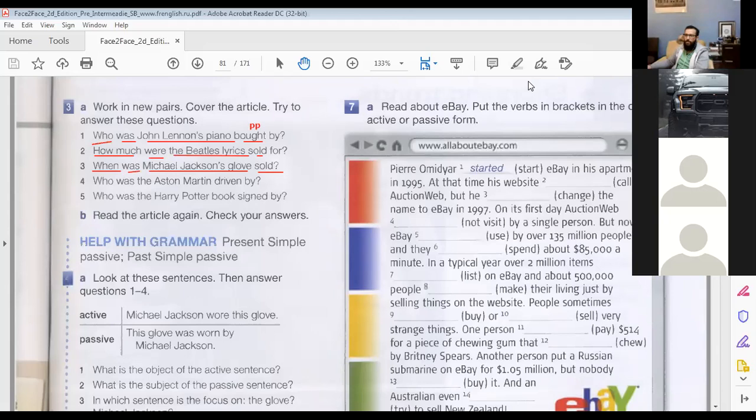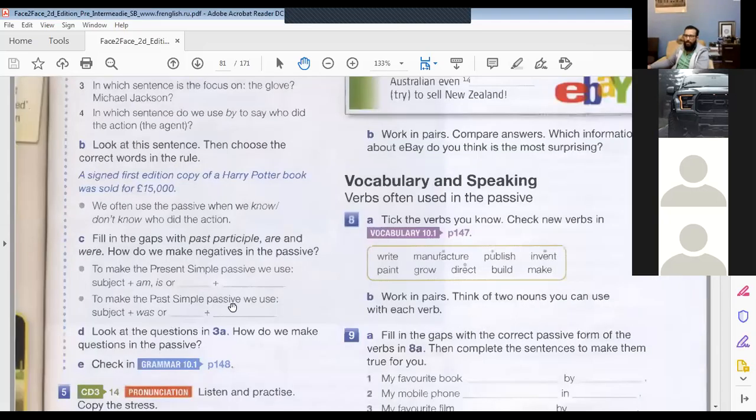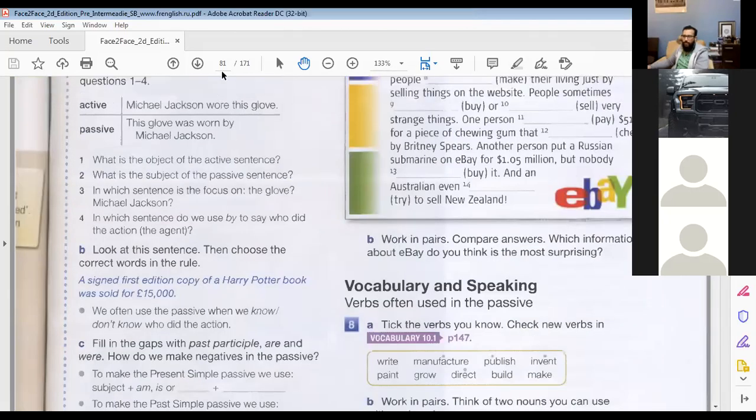So now that we finished this part, let's take a look at the summary and let's try to get the point they're trying to make. So page 148.